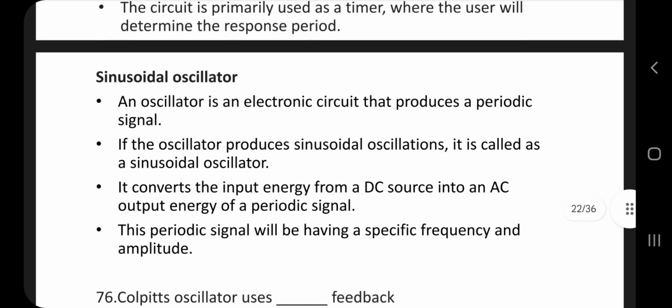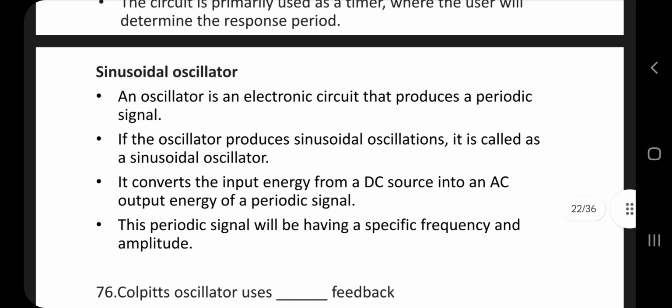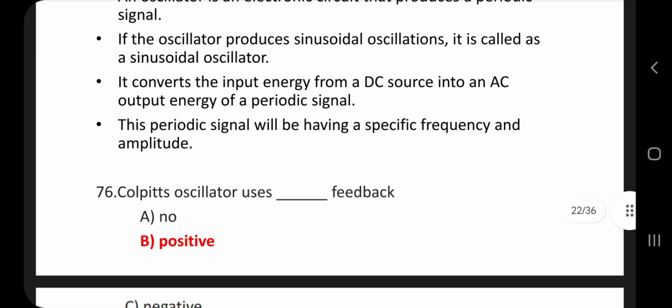Next one is the sinusoidal oscillator. An oscillator is an electronic circuit that produces a periodic signal. If the oscillator produces sinusoidal oscillations, it is called a sinusoidal oscillator. It converts the input energy from a DC source into an AC output energy of a periodic signal. This periodic signal will have a specific frequency and amplitude.